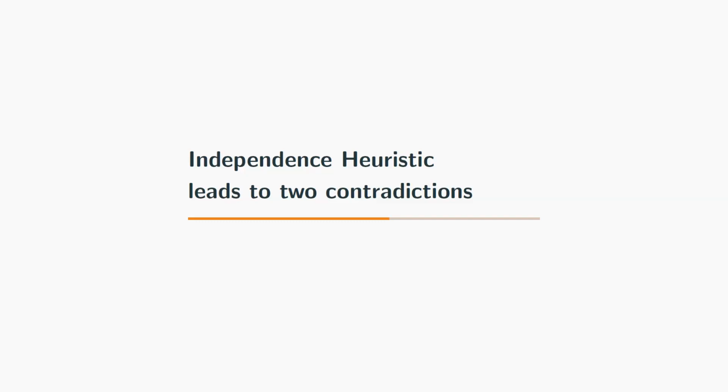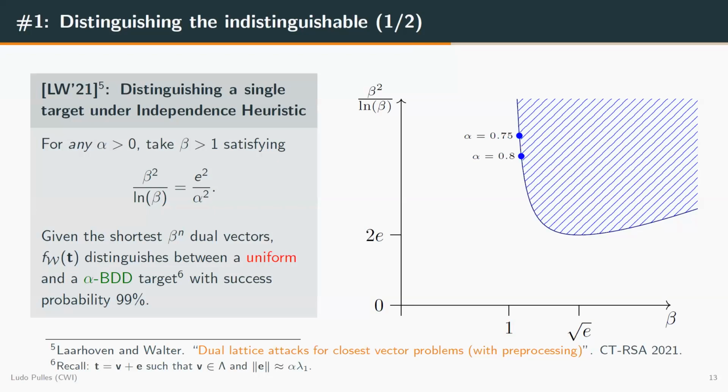So I'll start with the first one. The first one is about the decision BDD problem. There was a paper analyzing decision BDD, and it says that if you want to solve alpha-BDD distinguishing from uniform, then you can take a beta according to this formula, and then taking the shortest beta to the n dual vectors allows you to distinguish between uniform and alpha-BDD with high probability. So if you check this formula, it also says that even for alpha above 1, this should be possible based on this independence heuristic.